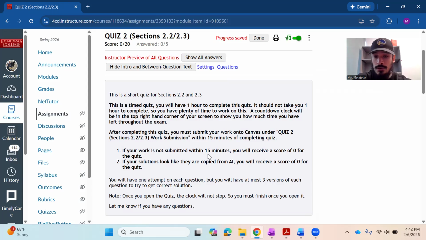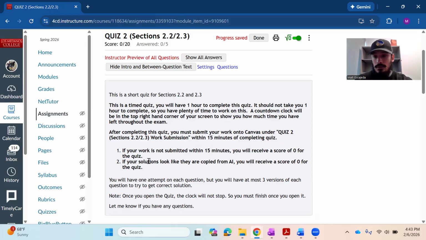I think that's a good enough period. Upload your work within 15 minutes. There's a quiz submission spot down below in the module. Submit your work in there within 15 minutes and you're good. That's all you have to do. If your work isn't submitted within 15 minutes, that's a red flag.